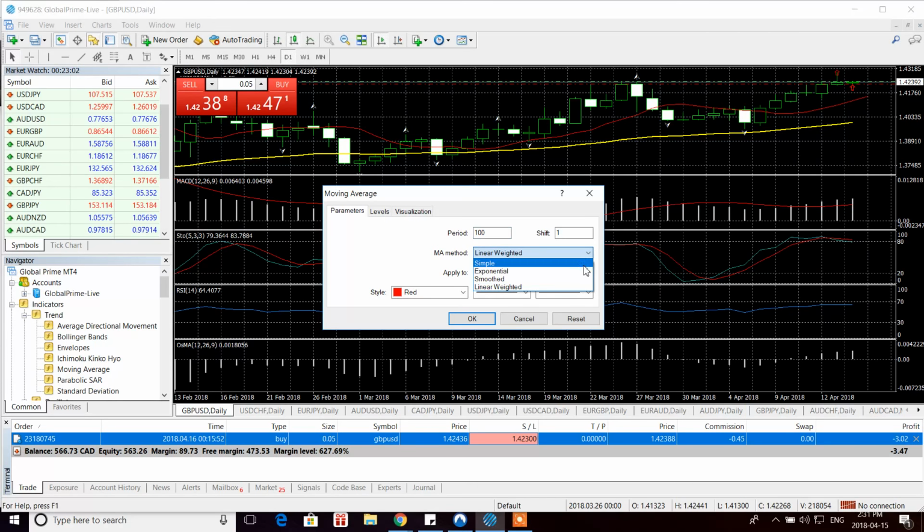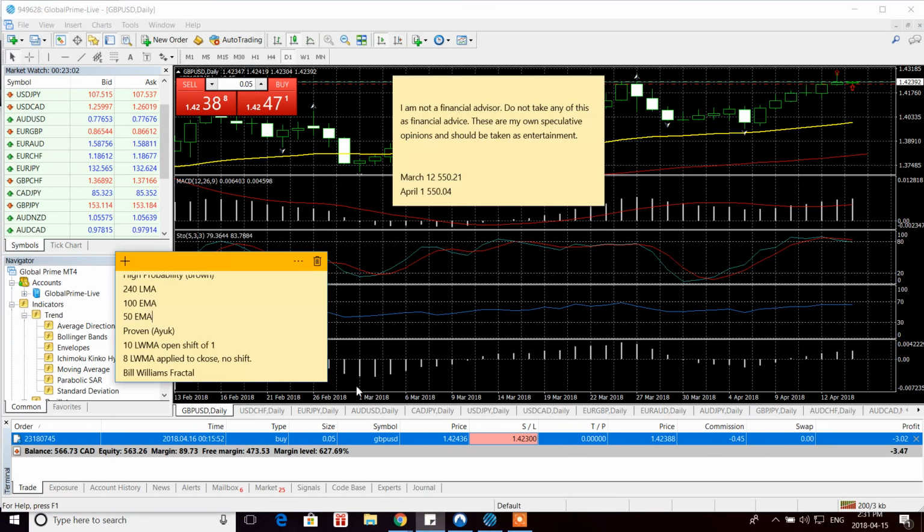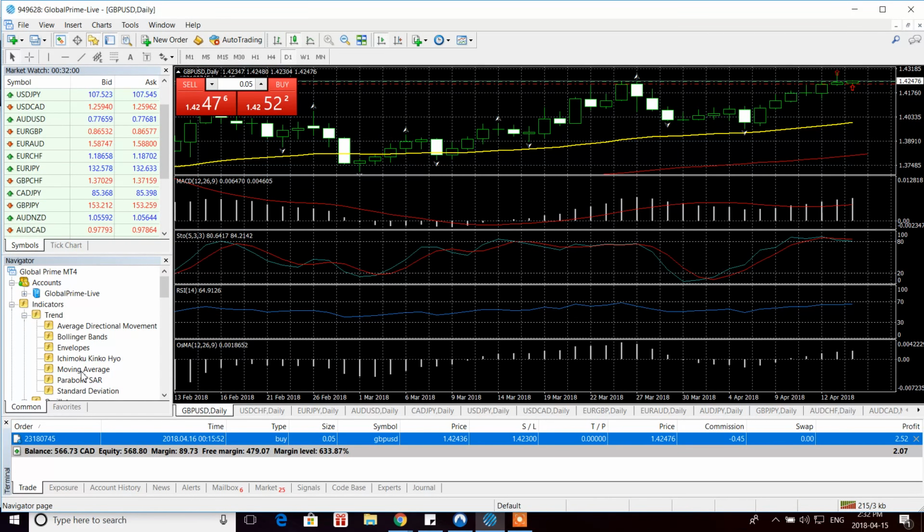And E for exponential, and this one will be red. And watch how it changes here when I press the OK button. There it goes. So that's what 50 looks like. And then we're going to get a 240 LMA. 240 LMA.